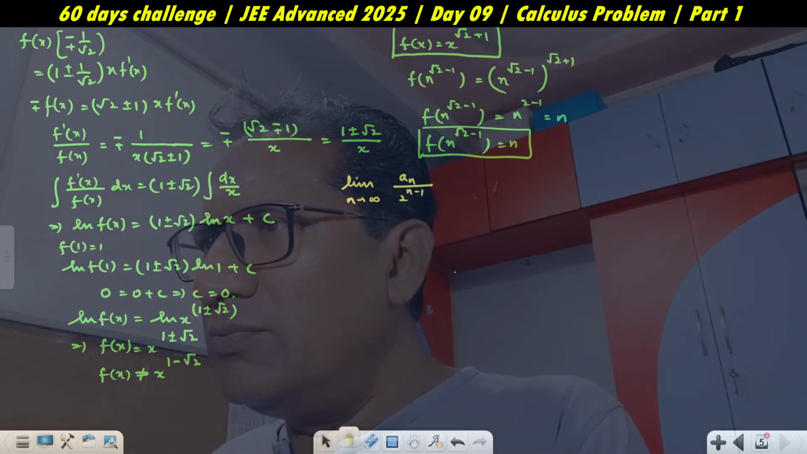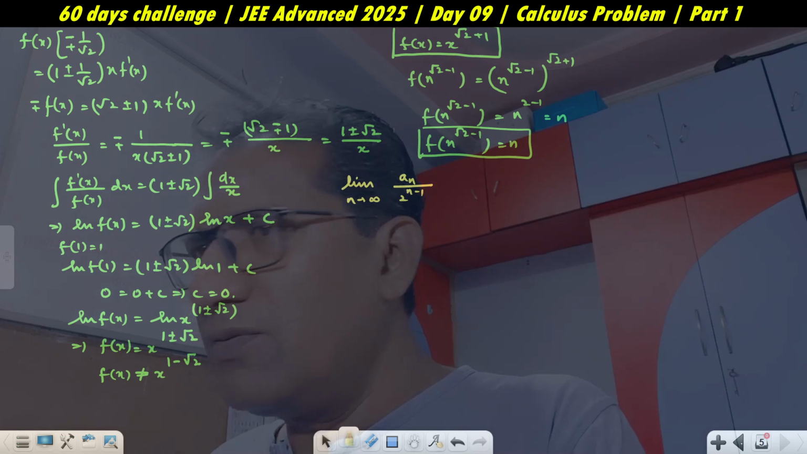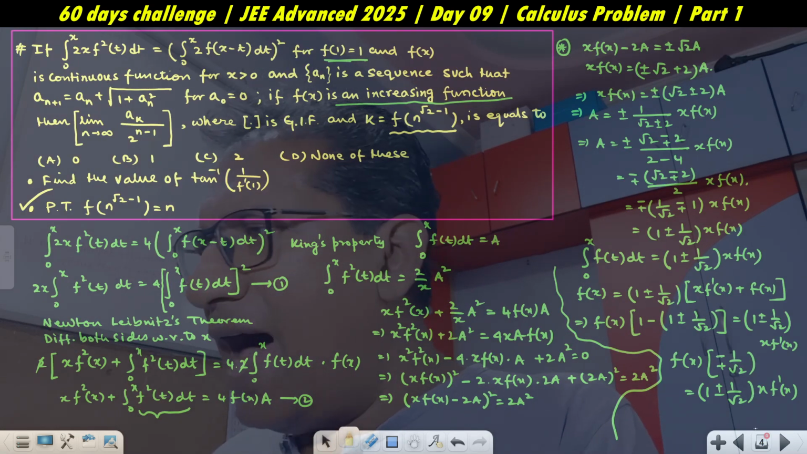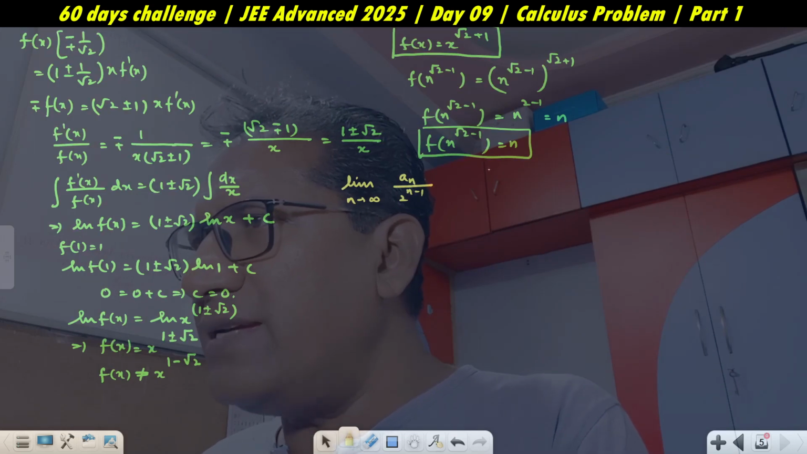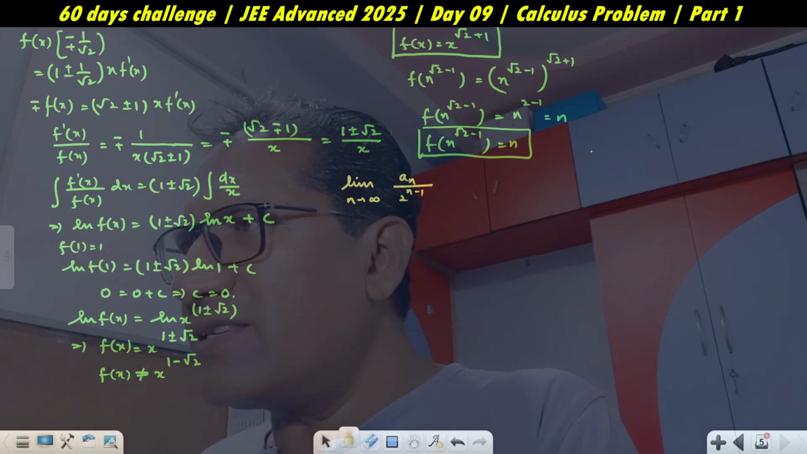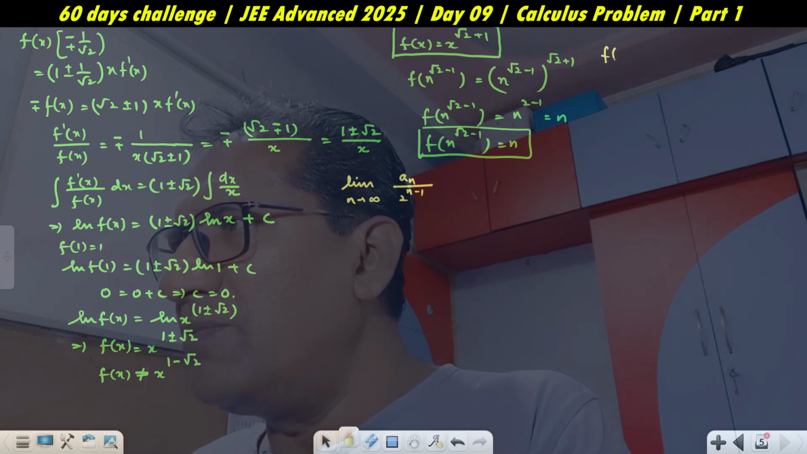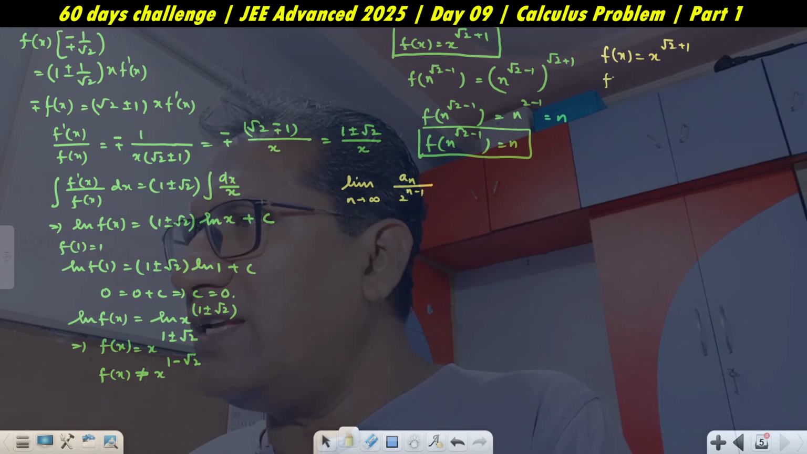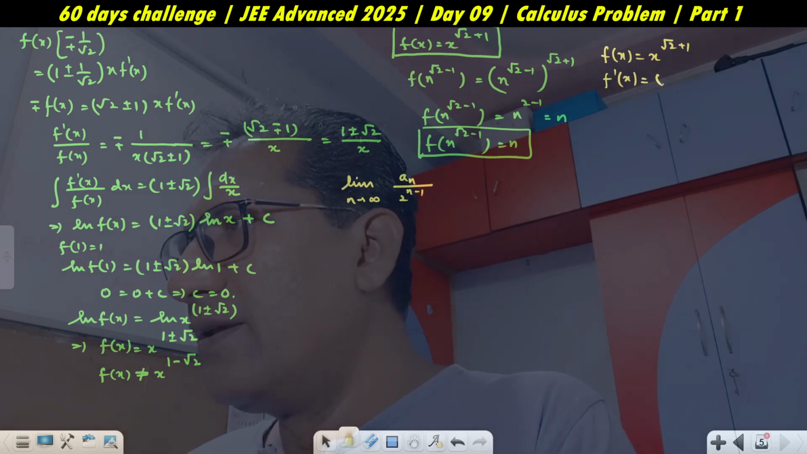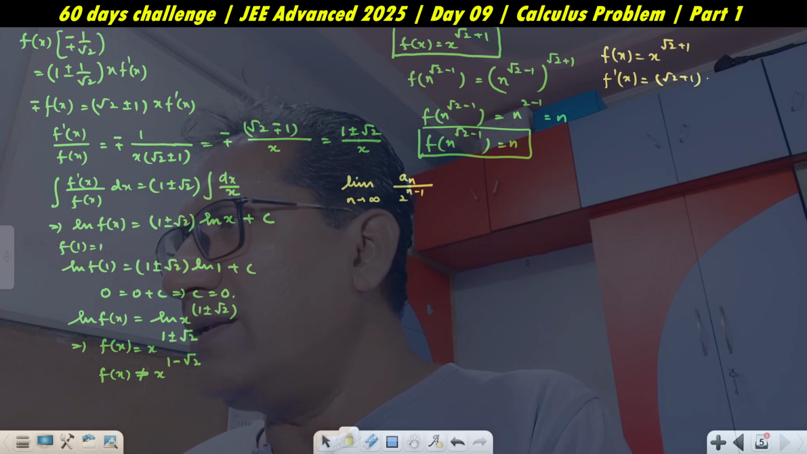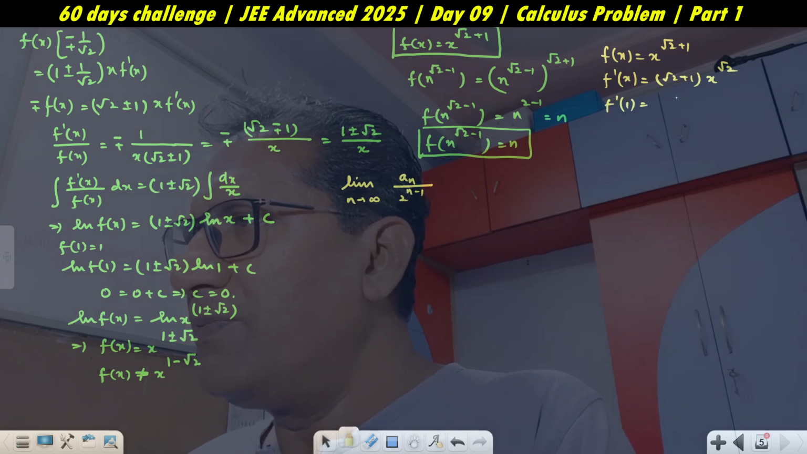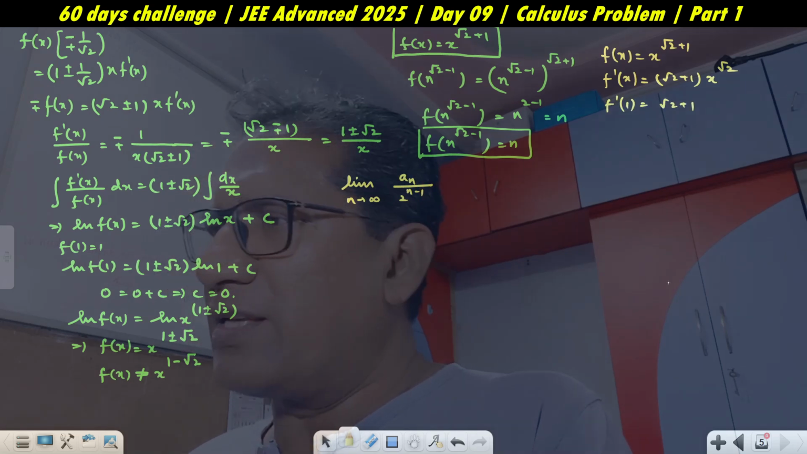Okay, now what else? Can we prove this one? I think I can, because I've already got my f(x). Let me just prove this part also. f(x) is x to the power root 2 plus 1. So what is f prime x? This is (root 2 plus 1) into x to the power root 2. Now, what is f prime 1? That gives us root 2 plus 1.